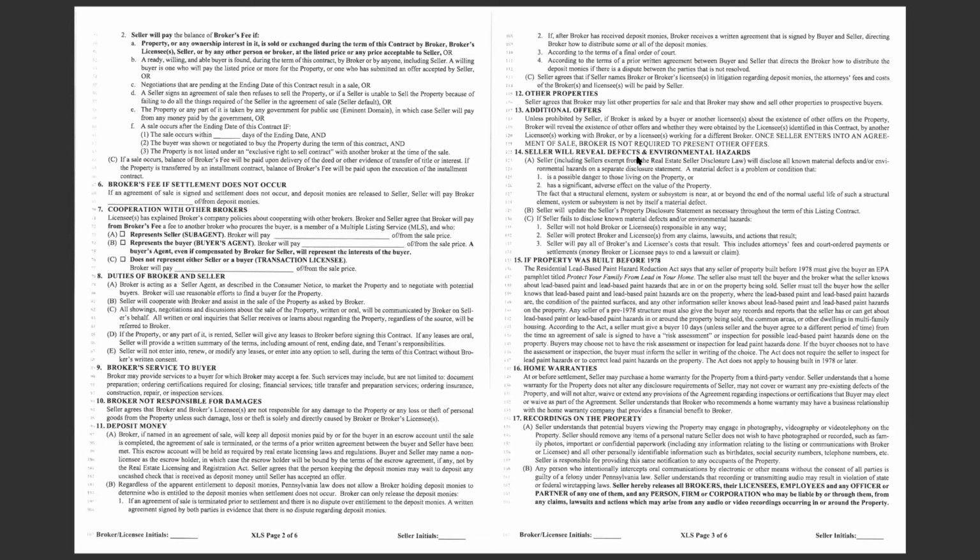Cooperating with other brokers. Licensees have explained broker company policies about cooperating with other brokers. Brokers and the sellers agree that the broker will pay the licensee from another brokerage a fee for a broker who procures the buyer, is a member of the multiple listing system, and who, A, represents the seller as a subagent.